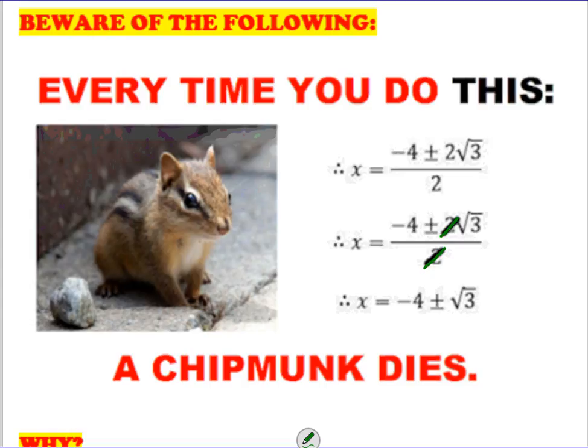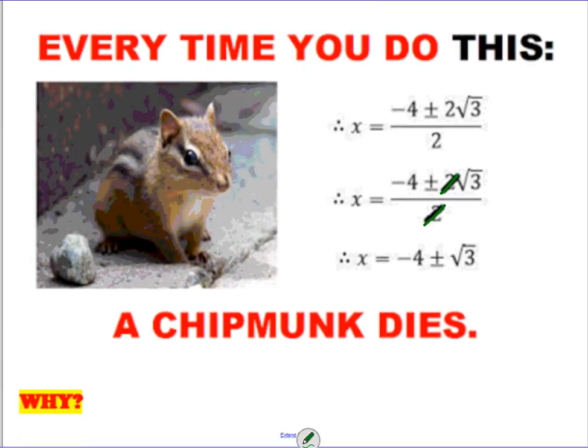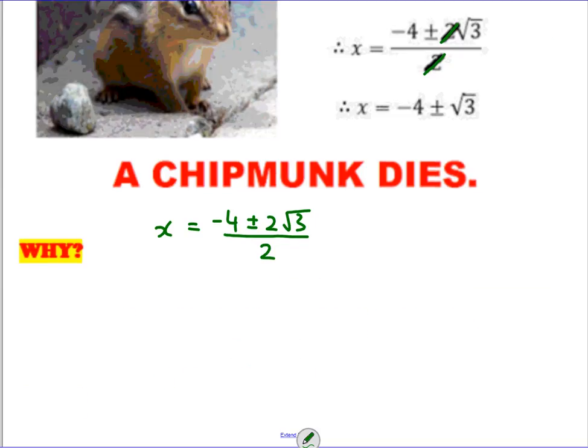Notice that the error was that this person cancelled down only a 2 and a 2, but you needed to factorize the entire numerator first. You can actually simplify this, but you need to divide 2 out from here, here, and here in order to do that. So let's try that out and see what the answer should be. The answer so far was x equals negative 4 plus or minus 2 root 3 over 2. So we need to cancel out 2 from all 3 terms.